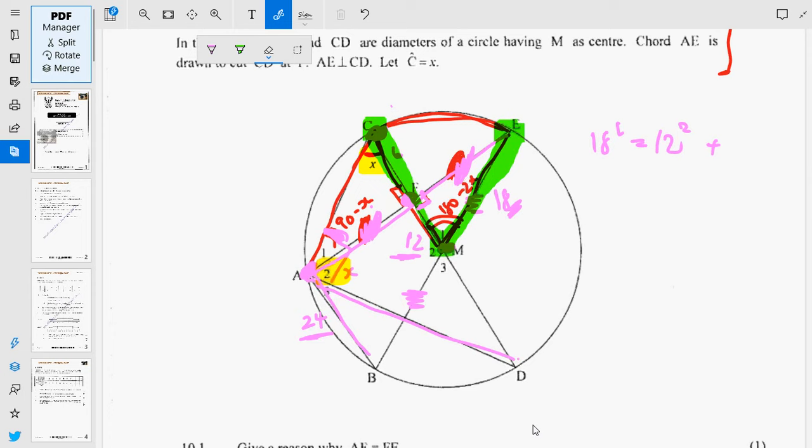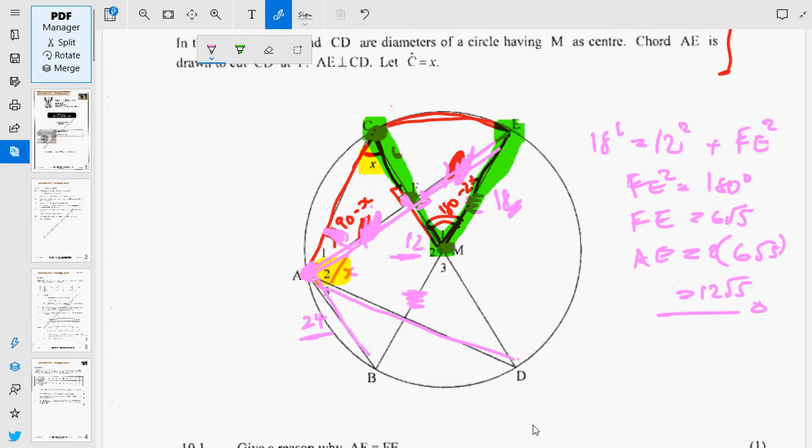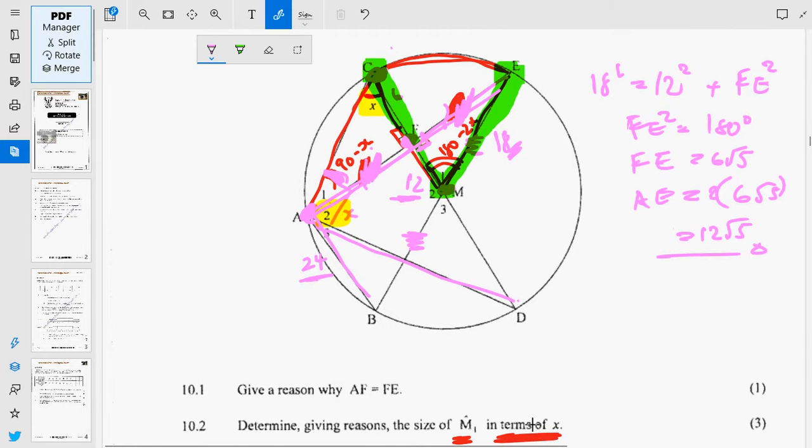Let me erase this. So you're going to find your FE squared to be 180, so your FE will be 6 root 5, using Pythagoras. But the examiners are looking for AE, and these are equal, so AE will simply be double 6 root 5, which is 12 root 5. But I suspect most students were confused here and didn't know what to do. Well, try not to give up and move on to the next question.